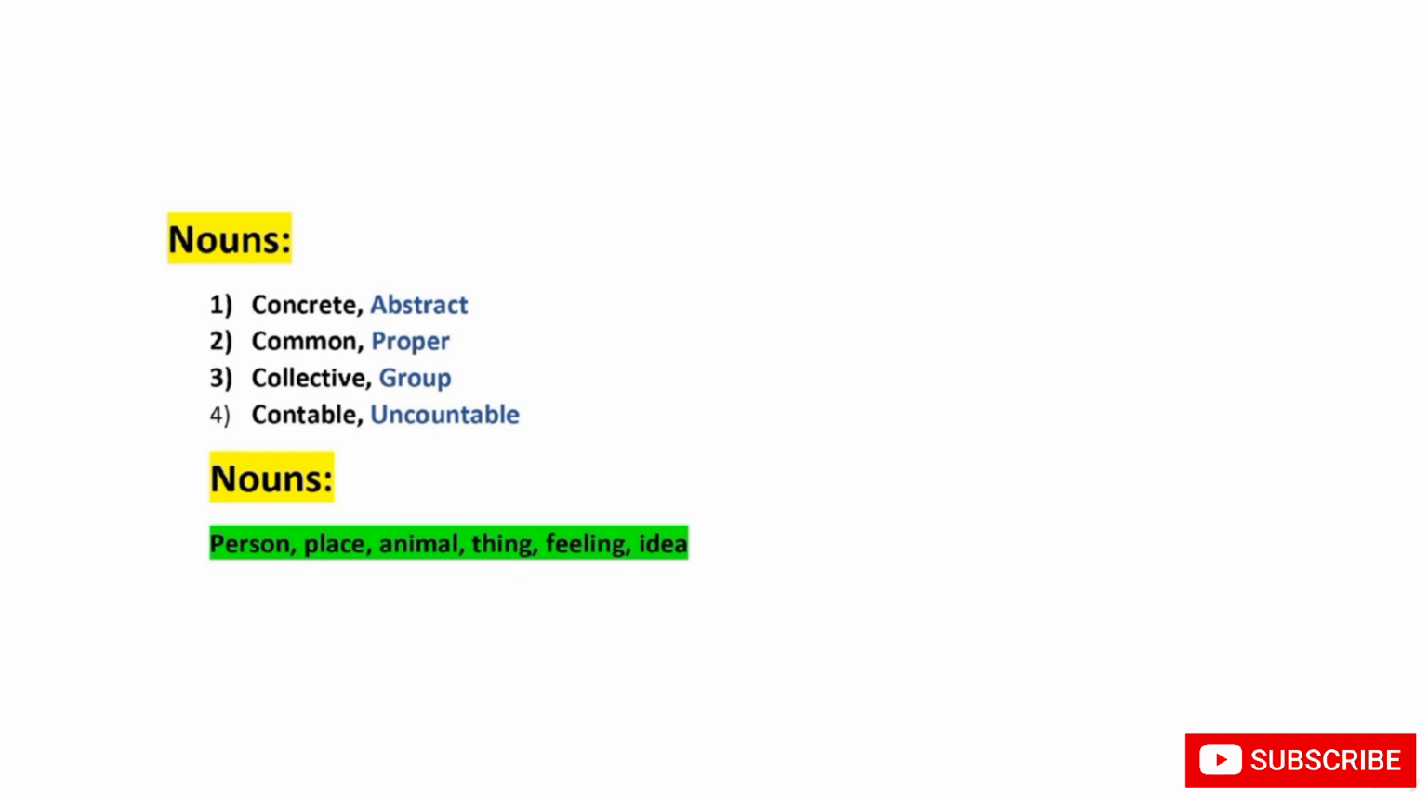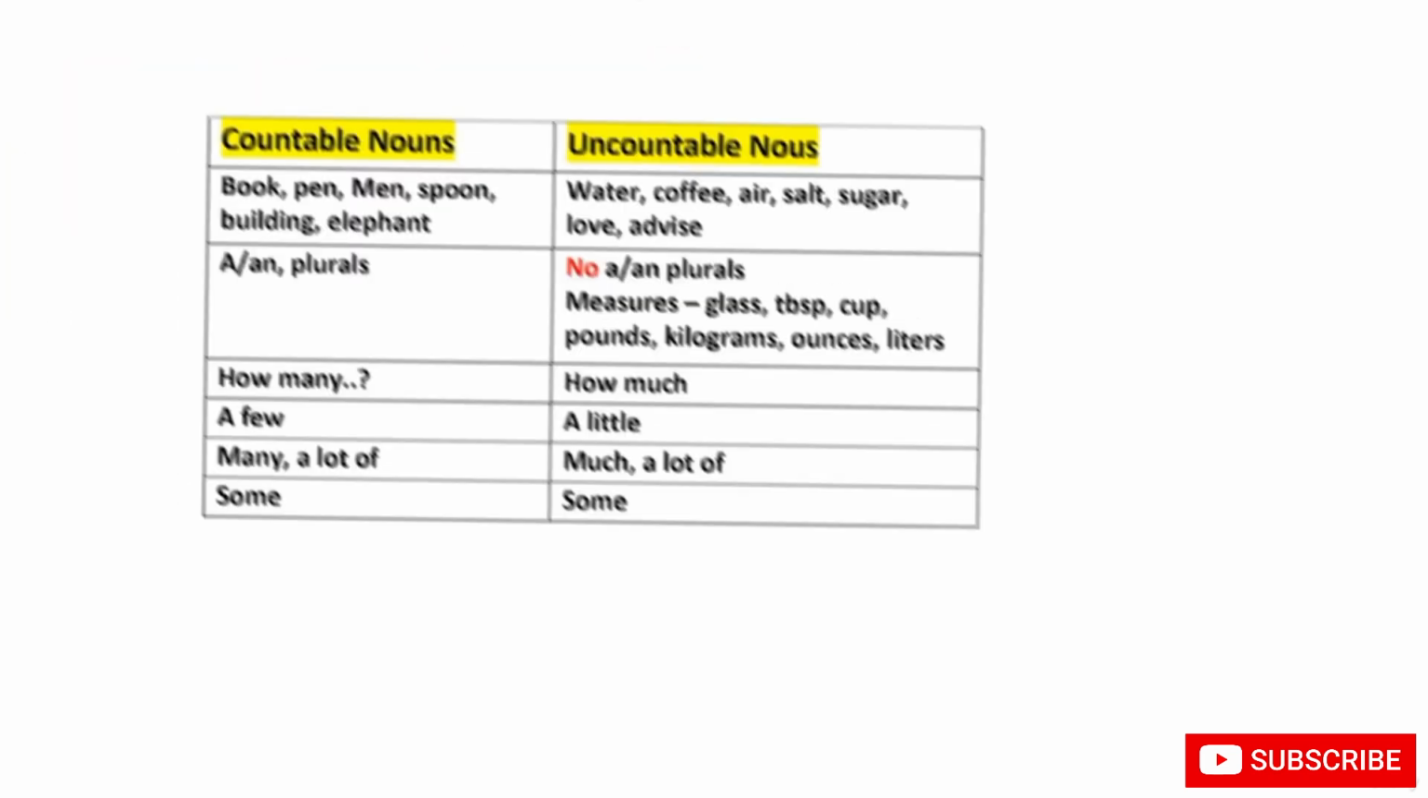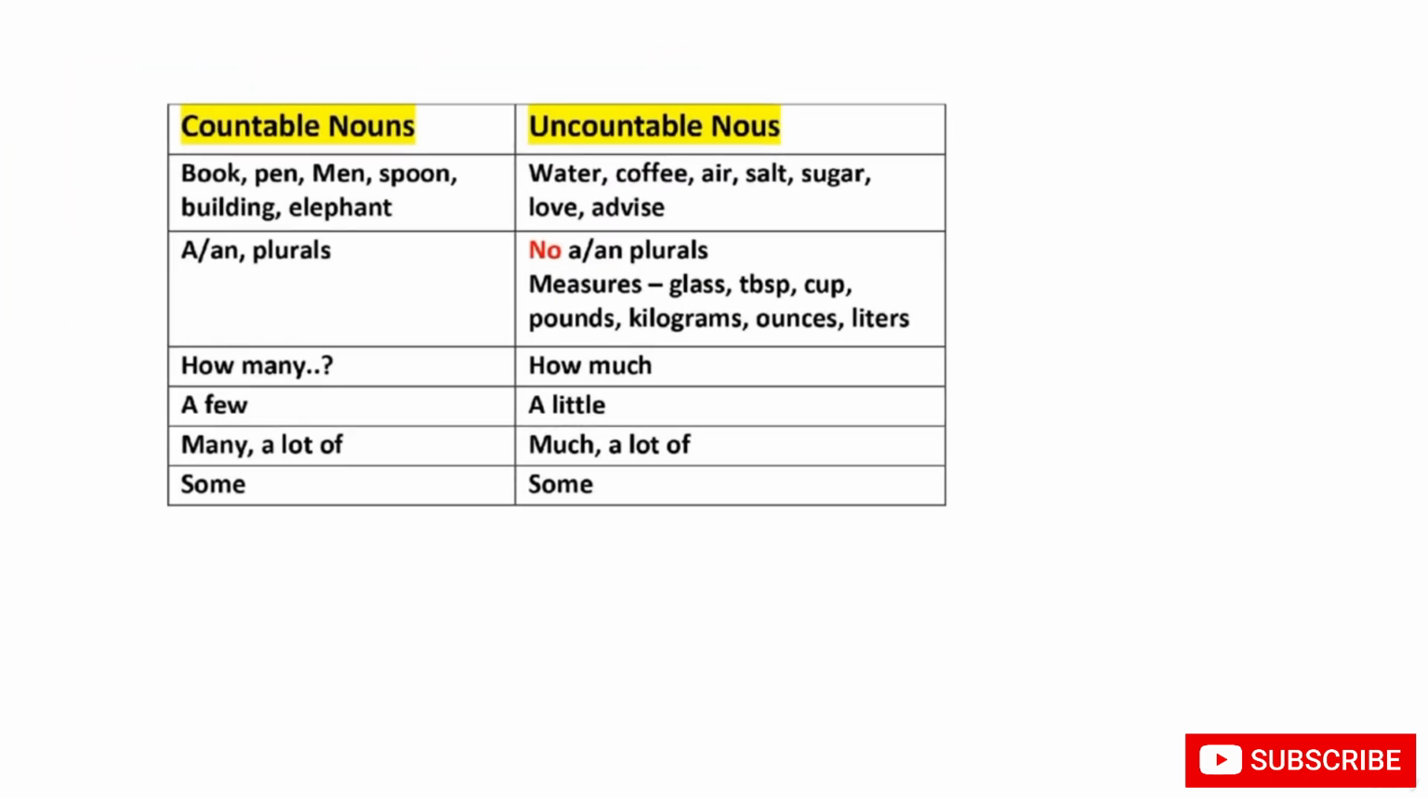Okay? All right, let's now move on and talk about the most important area relating to nouns, and that is countable and uncountable nouns. That's why I've underlined in red, because they're so important. Do you know the meaning of countable noun? A countable noun is a noun that can be counted, and an uncountable noun cannot be counted. Some common countable nouns are book, pen, man, spoon, building, elephant, etc. With all of these, we can use numbers or plurals to talk about them.